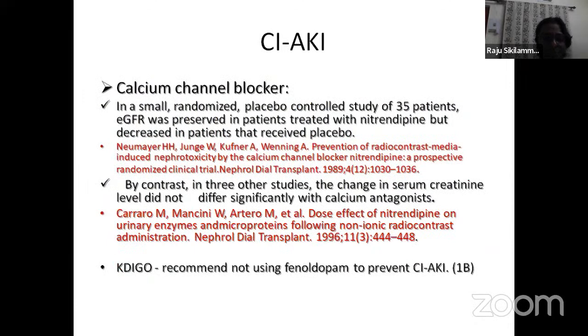Then prevention with calcium channel blockers, Neuhammer HS et al. There is a study using nitrendipine in patients exposed to contrast. It is a small randomized, placebo-controlled trial that enrolled 35 patients. In preserved GFR, those treated with nitrendipine showed a decrease in the patients. That means there is no prevention of AKI with the calcium channel blocker. Caro and Machino also studied contrast. There are two more studies, but for calcium channel blockers there is no role in preventing AKI.